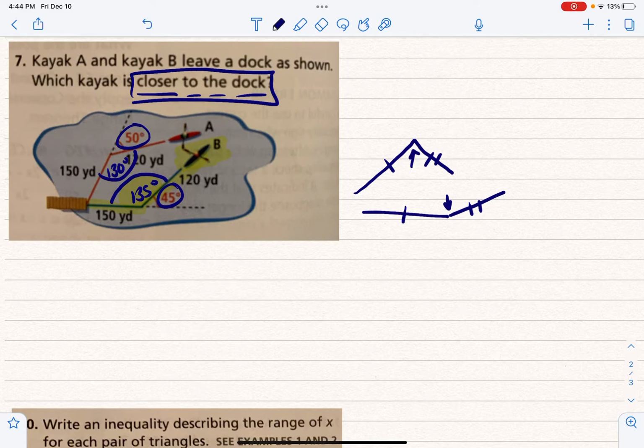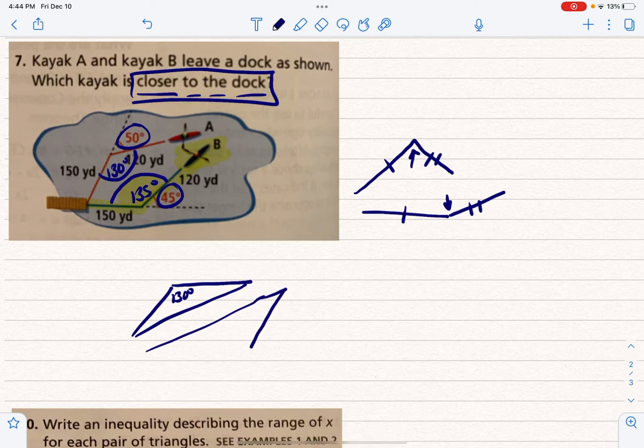And so in that problem, another way of looking at it is you create the triangle. You've got one side right here, one side right here, one side right here, and you say that's 130 degrees versus another triangle, very similar, but this one's 135, and you say this side's congruent to this side, and this side's congruent to this side, then this third side would all be about which one has the bigger angle. This one down here has a bigger angle, and so therefore this third side is bigger than this one, meaning, again, that kayak A is closer to the dock.